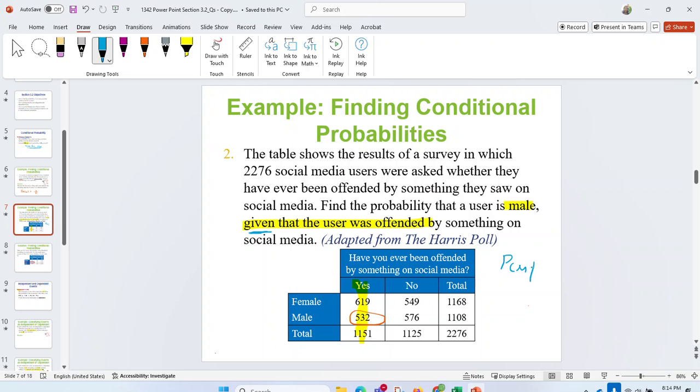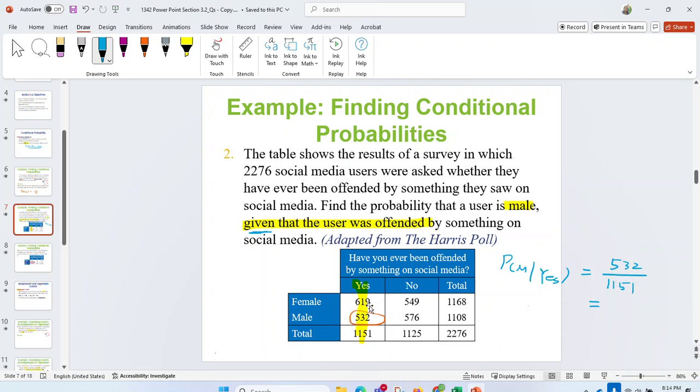Giving the one called "yes, offended," right? So we're just going to look at this column only. Look at this offended column only. And the total here is 1151, right? And of those, the males who said they were offended is 532. So you can see this one is probably a little bit less than 50%, right?